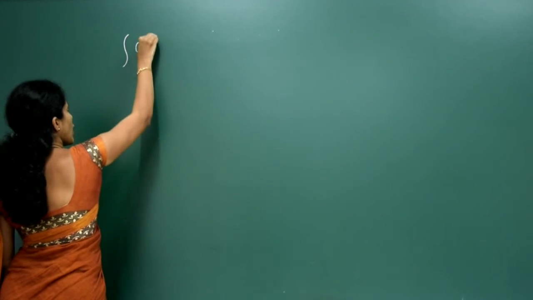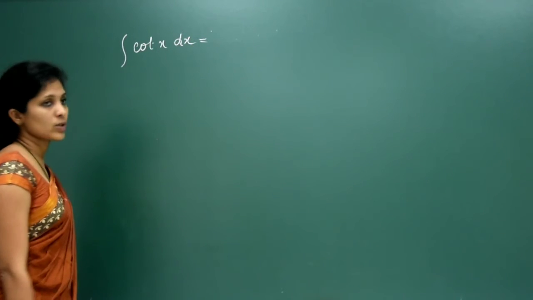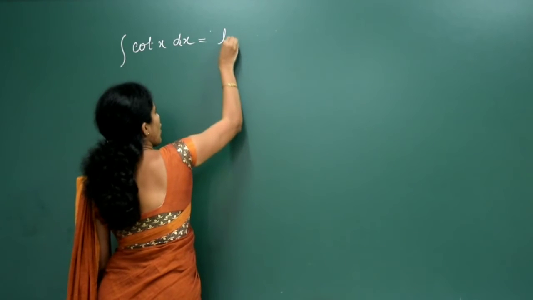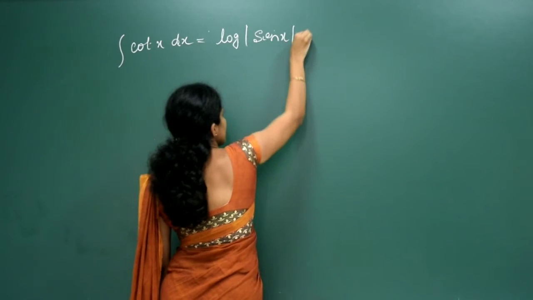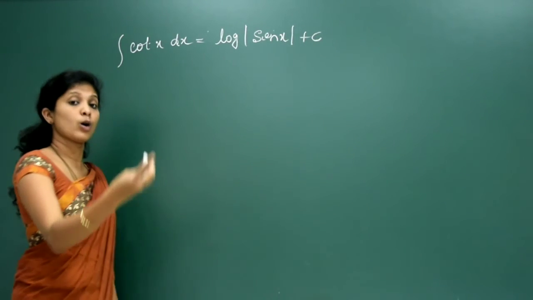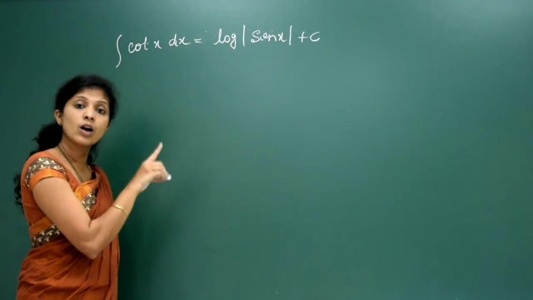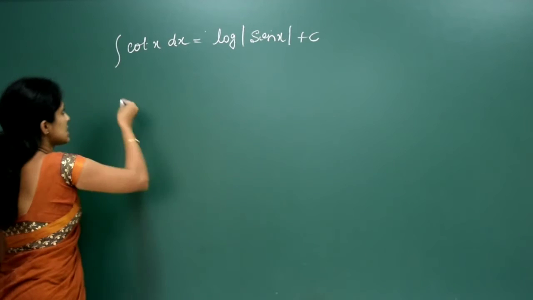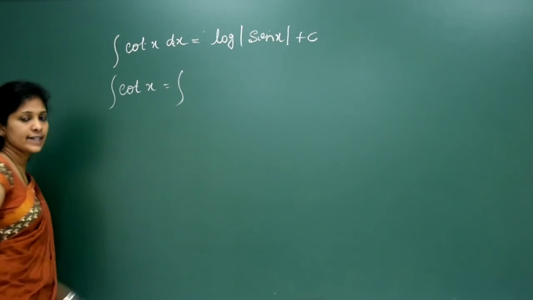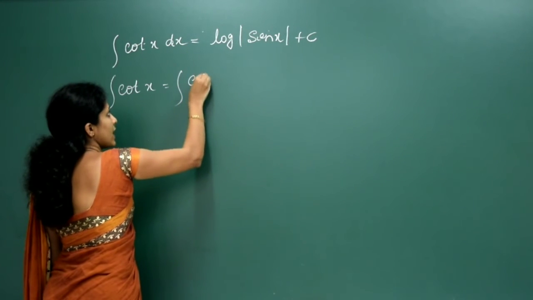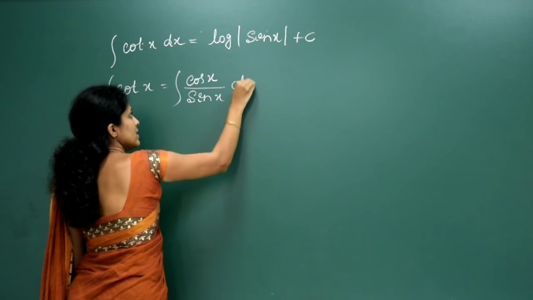Integration of cot x into dx. Remember this formula. Integration of cot x into dx will be equal to log of mod sin x plus c. Remember, tan x gives log of mod secant x plus c, and integration of cot x will be equal to log mod of sin x plus c. Simple: cot x can be written as cos by sin, so the integration of cos x divided by sin x into dx.